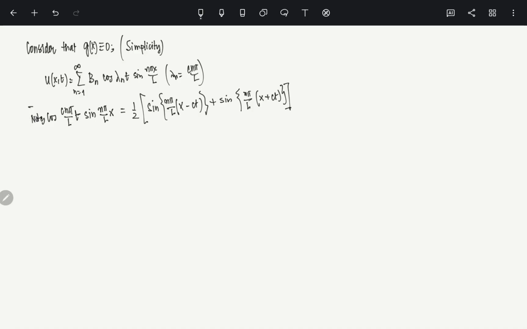So if you put that part here, what do you get? U of x, t we'll get like this: half times summation n equals 1 to infinity bn sine of n pi by l times x minus ct, plus half times summation n equals 1 to infinity bn sine of n pi by l times x plus ct.